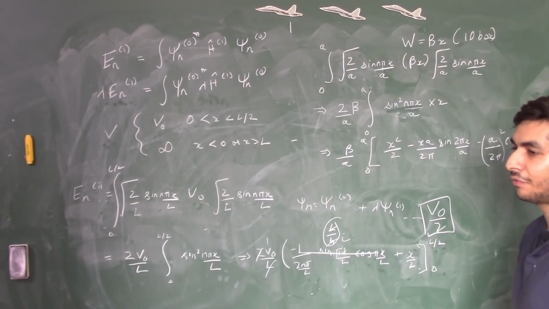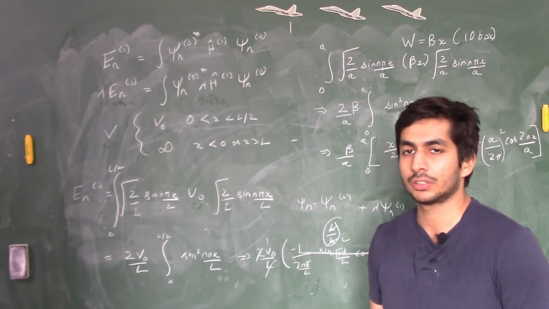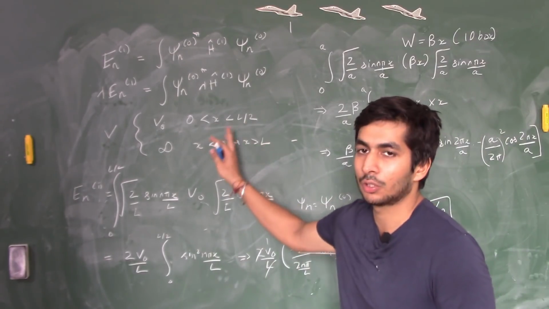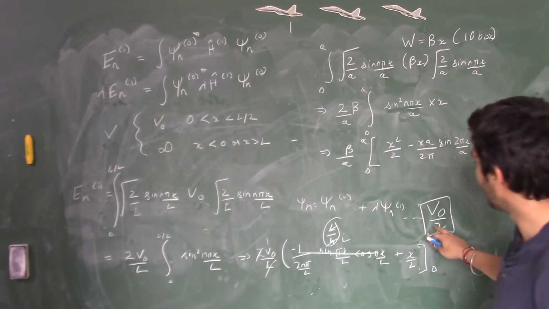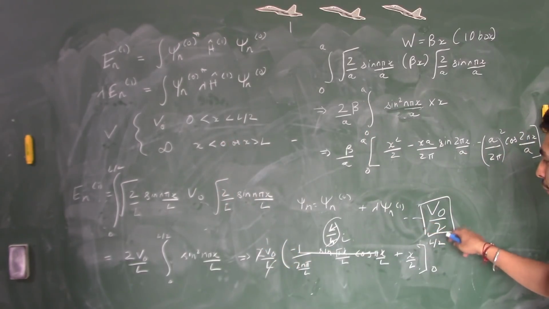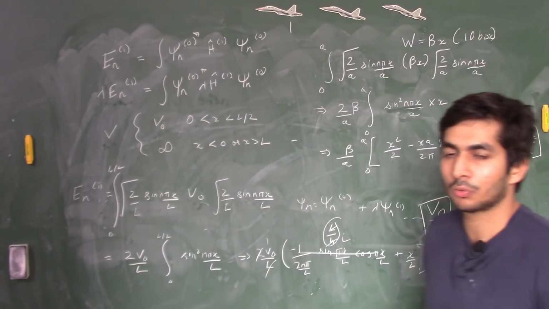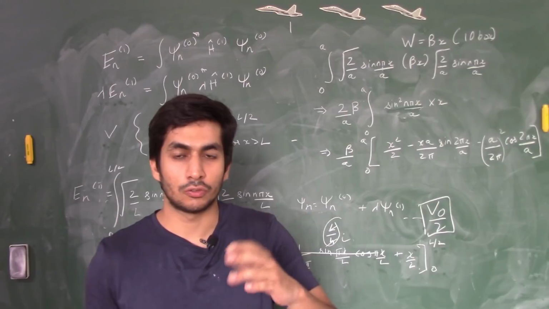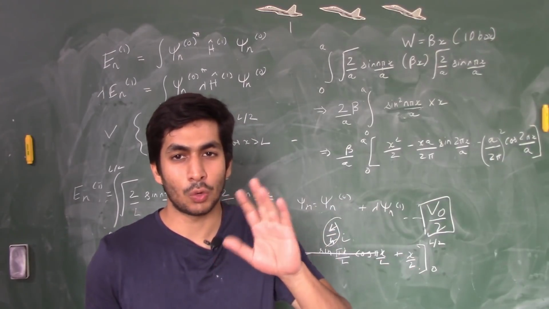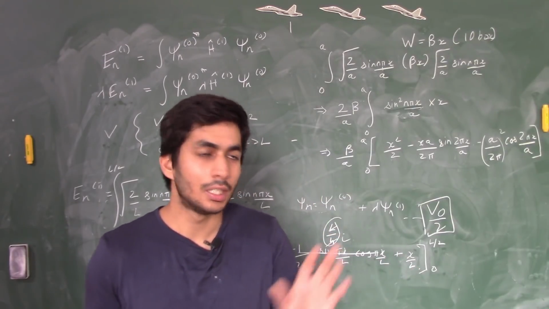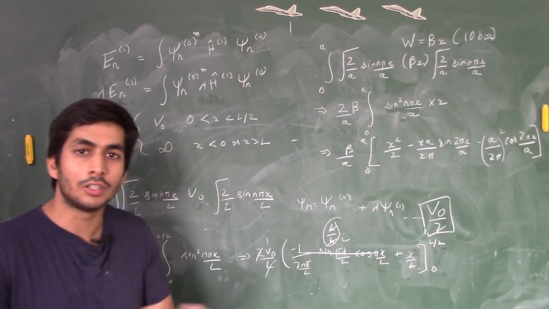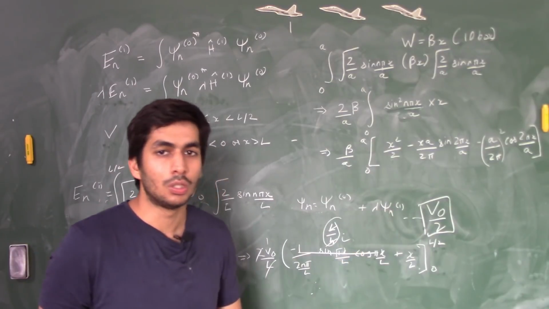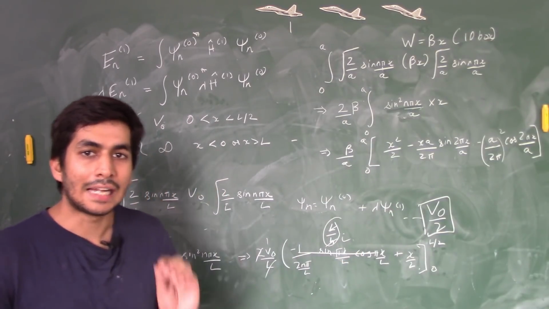So this is the first order energy correction for the particle in the 1D box, or for the system that is given to us from 0 to L by 2. The energy correction is V naught by 2. So if you take this V naught by 2 as the energy correction, what will be the perturbed energy? The perturbed energy will be n square h square for a particle in a 1D box for the ground state. The total energy for the perturbed system will be h square upon 8 m L square plus V naught by 2. So that was your answer. As simple as that.